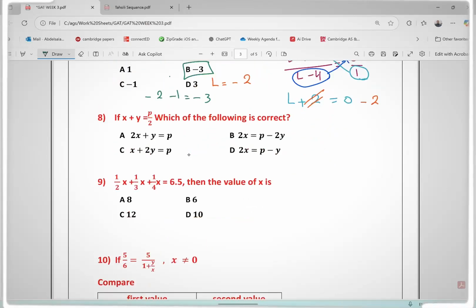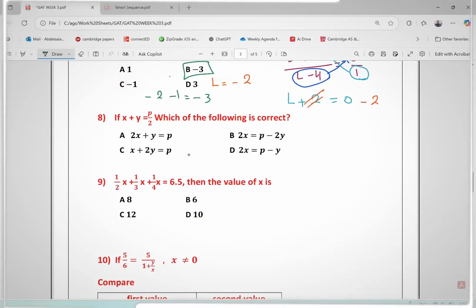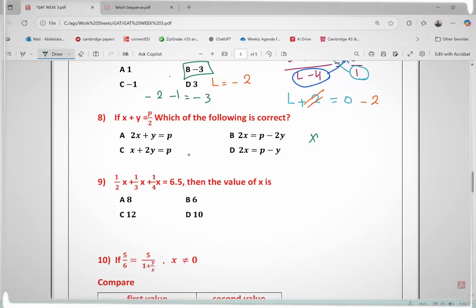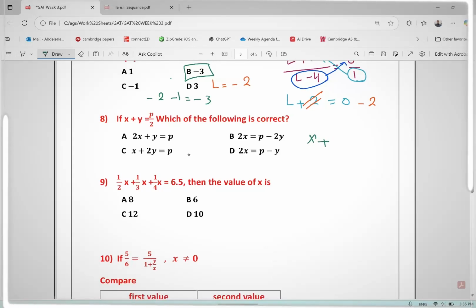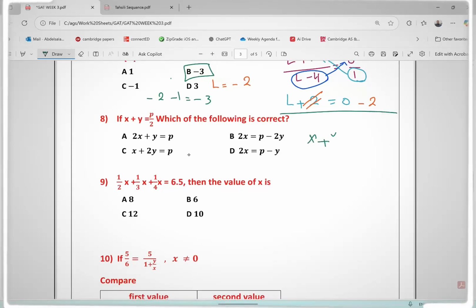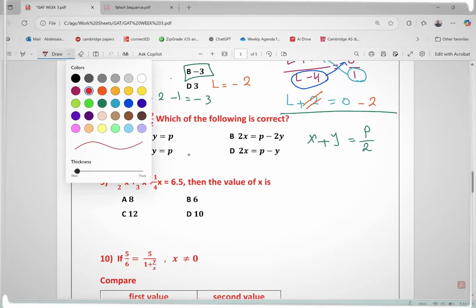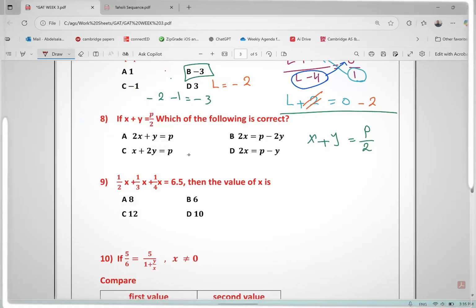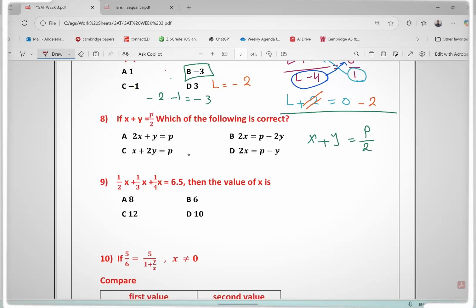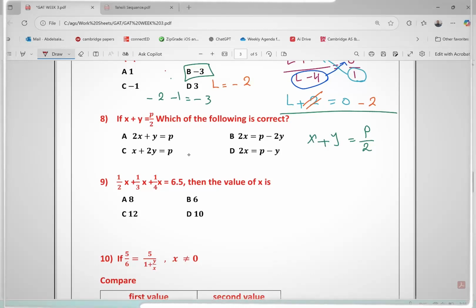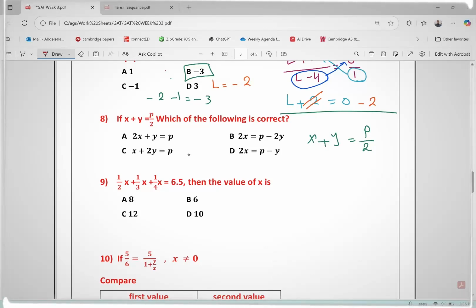Bismillah ar-Rahim. Question number 8. He said x plus y equals b over 2. Mister, how? One equation, and this equation contains 3 variables. What do I have to do? I will forget now the question, and please try to simplify this equation.